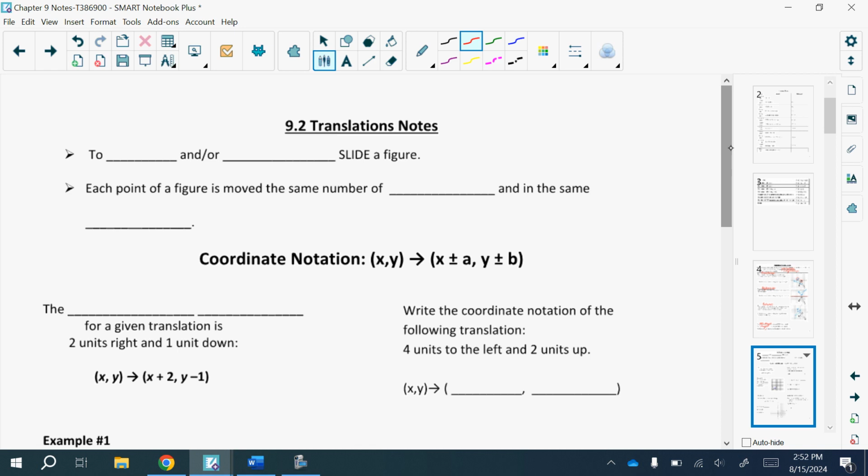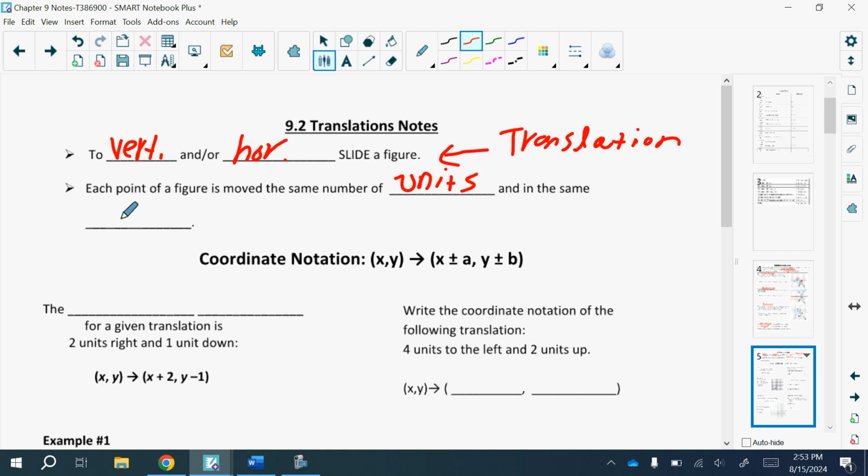And now we're here. This should be page 4 of your notes for my class. So to blank and or blank slide a figure. This is to vertically and or horizontally slide a figure. This is loosely the definition of a translation. And then each point of a figure is moved the same number of units and in the same direction.